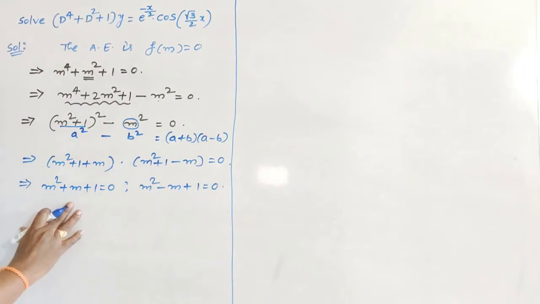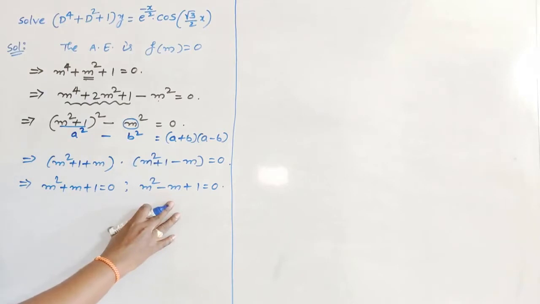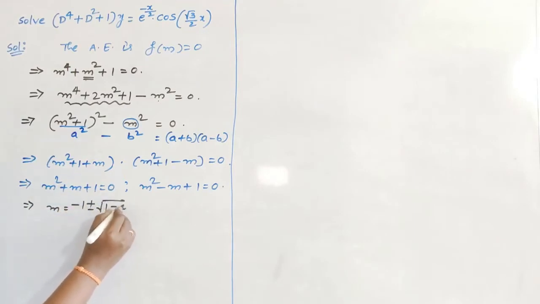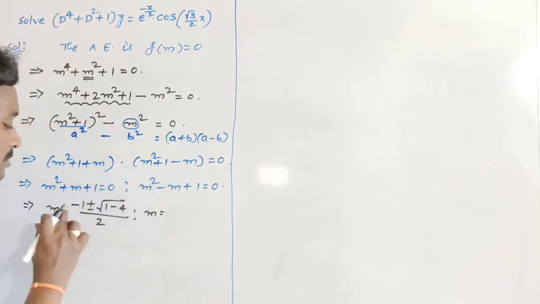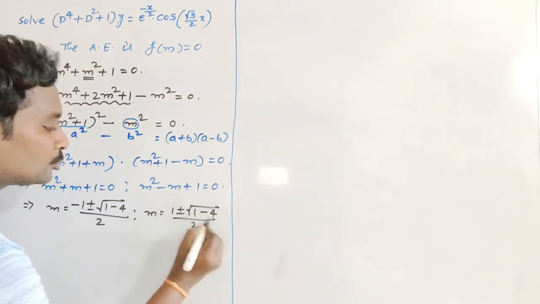This is your quadratic equation and this is your quadratic equation. We are observing that both factors do not have direct roots, so use the quadratic formula. What is the quadratic formula? m = (-b ± √(b^2 - 4ac)) / 2a. According to that formula, b value is plus 1, so you will get (-1 ± √(1 - 4)) / 2, a is also 1. Here also, b value is the coefficient of m which is negative 1, so minus of minus, plus 1: (1 ± √(1 - 4)) / 2.